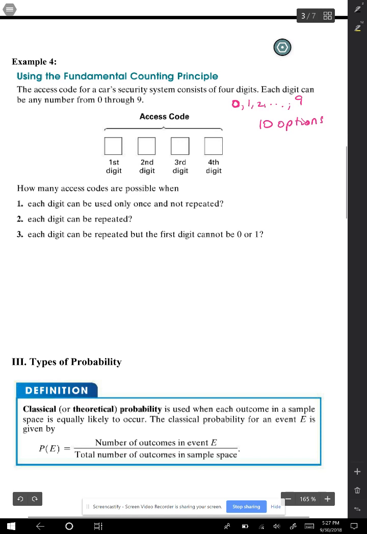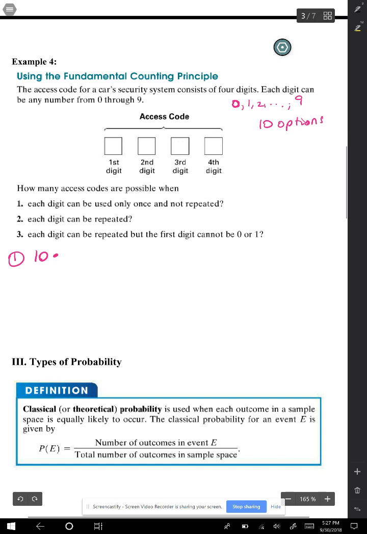So when we figure these out, we're looking at how many choices do I have for the first digit. They're not asking you to pick the first digit. They're saying how many options are there for the first digit, how many options are there for the second digit, and so forth. So on number 1, it says each digit can be used only once and not repeated. So when I pick the first digit, I can pick any one of those numbers 0 to 9. So I have 10 options or 10 choices. That doesn't mean I'm choosing 10. That means I have 10 choices.